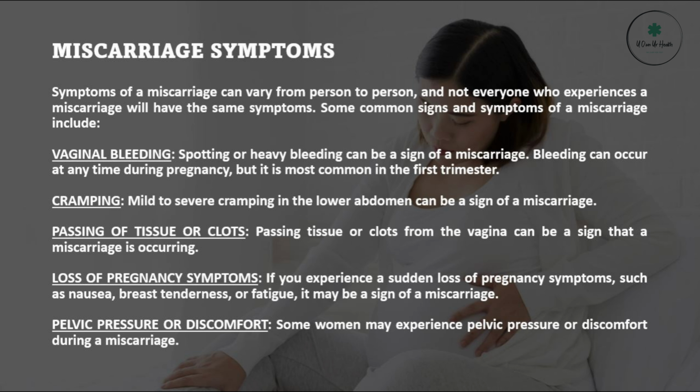Cramping. Mild to severe cramping in the lower abdomen can be a sign of a miscarriage. Passing of tissue or clots. Passing tissue or clots from the vagina can be a sign that a miscarriage is occurring. Loss of pregnancy symptoms. If you experience a sudden loss of pregnancy symptoms, such as nausea, breast tenderness, or fatigue, it may be a sign of a miscarriage. Pelvic pressure or discomfort. Some women may experience pelvic pressure or discomfort during a miscarriage.